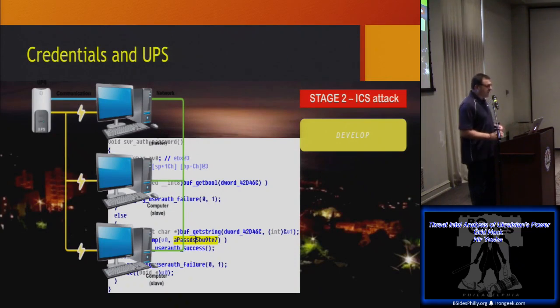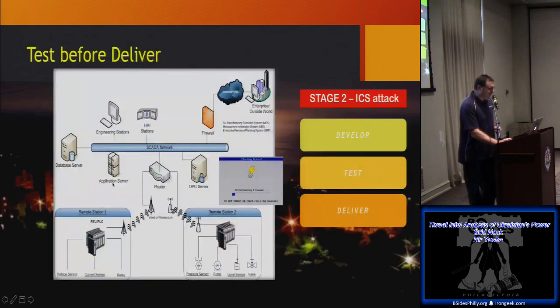Okay, so basically, when they have established a foothold within the environment, they now move into stage two. In stage two, they're using the credentials in order to disable the UPS system. Just a nice thing they thought about: make sure that after this operation, there's no usable UPS in the environment.